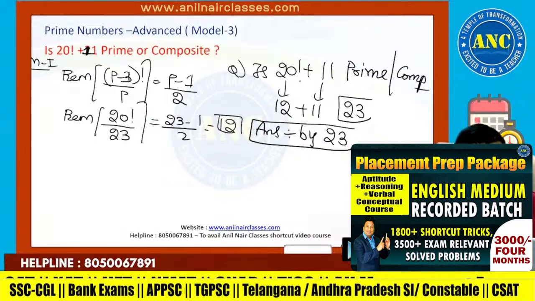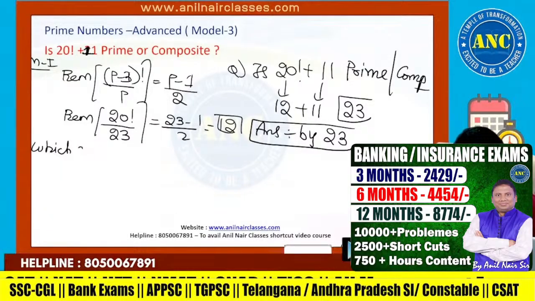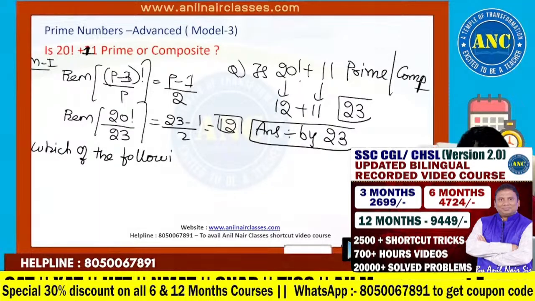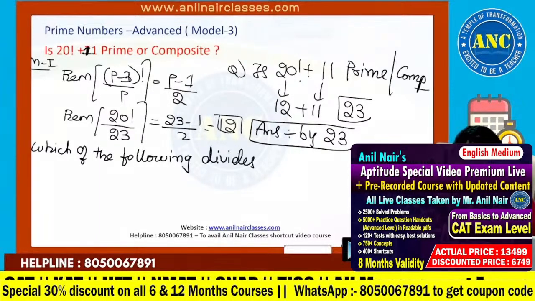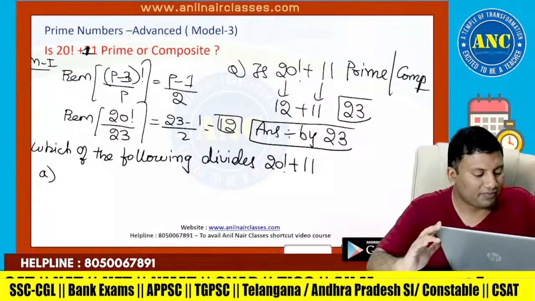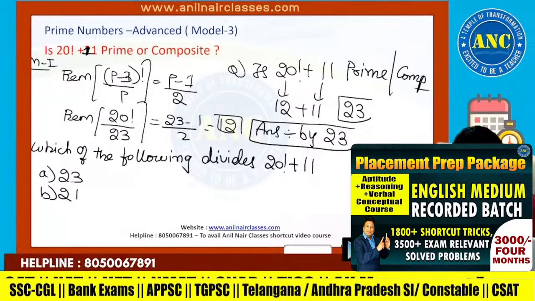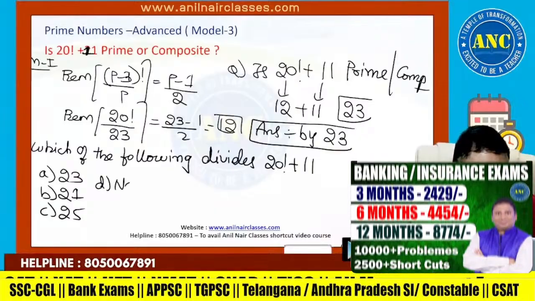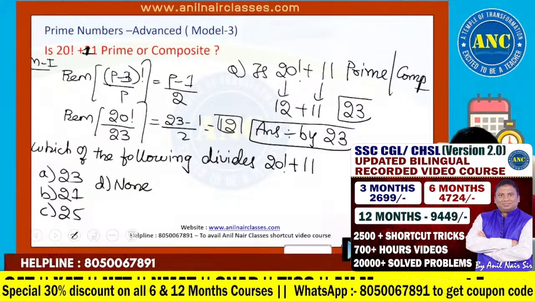The best way of asking this question is like this: which of the following divides 20 factorial plus 1? The options are 23, 21, 25, or none of these. This is the best way of solving.